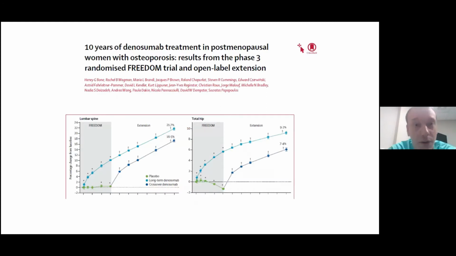The 10-year follow-up of the FREEDOM trial again showed the same findings and the benefits seen in the first trial, which reduced vertebral fractures and hip fractures. And more interesting, there was a linear increase in bone mineral density in the lumbar spine to close to 22% at 10 years. The safety profile was similar to other medications such as PTH and bisphosphonates.